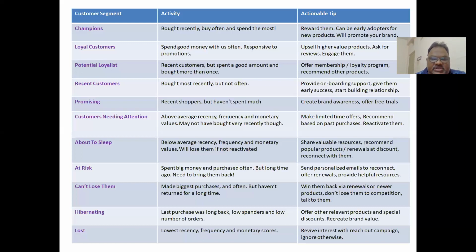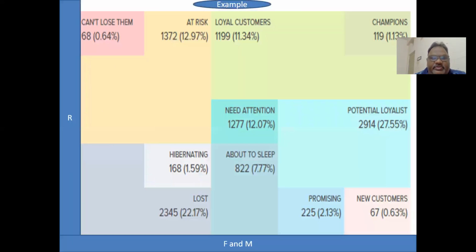Hibernating means the last purchase was long back, low spender and low number of orders. It means they are 111, 123, or 131. They are hibernating customers, and lost means simply 111. So these are the different types of customers for which we will find the RFM score. So this is the heat map we are having. I will explain this heat map in my SPSS.